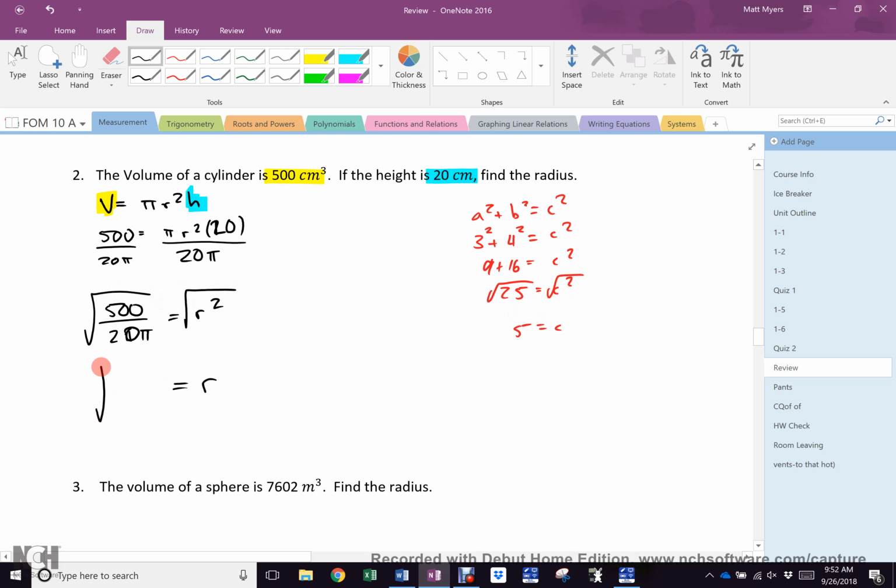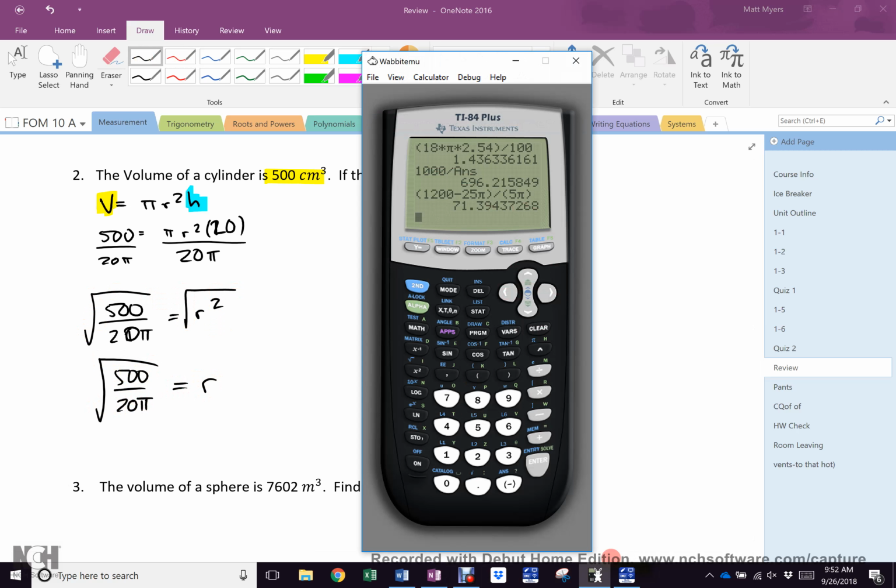r equals the square root of 500 over 20 pi. And again, on your calculator, 500 divided by bracket, because 20 and pi are grouped together, 20 pi, close brackets, equals. There's the answer. But then I must square root that answer. And I'm using the answer key to get 2.82.